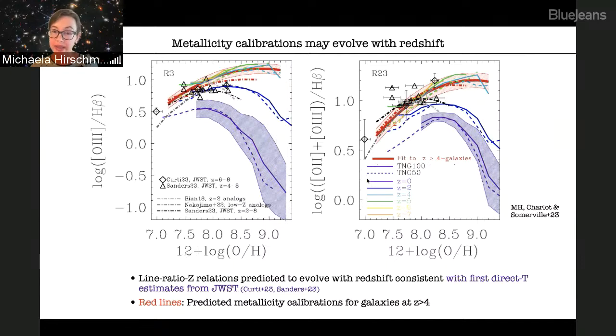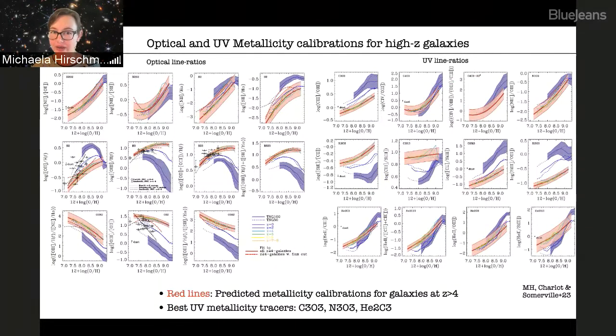And encouragingly, when we now compare our relations for high redshift galaxies to some first direct temperature estimates for metallicities from new James Webb data, which is shown here by the black symbols, then we find, I think, despite still low number statistics in the observations, a fairly good level of agreement. Okay, and this motivated us to explicitly provide some fits to our predicted metallicity calibrations for galaxies above redshift 4, which is indicated here by the red thick line together with the shaded area. And we did this exercise not just for these two line ratios, but actually for many other optical and also UV line ratios, which are more or less tightly related with the oxygen abundance, which you can see here summarized on this slide.